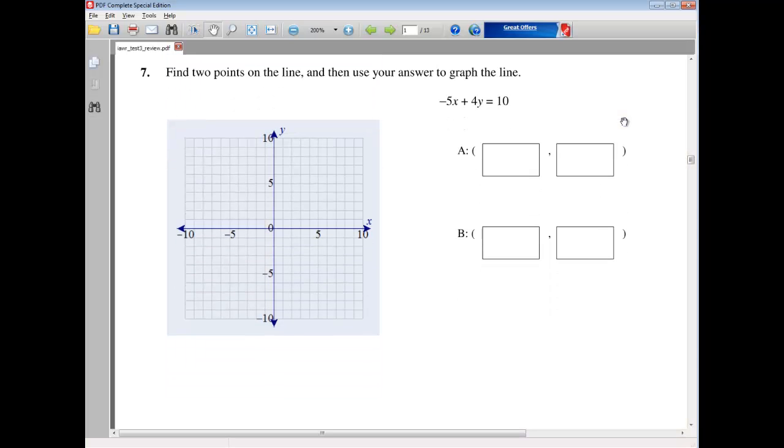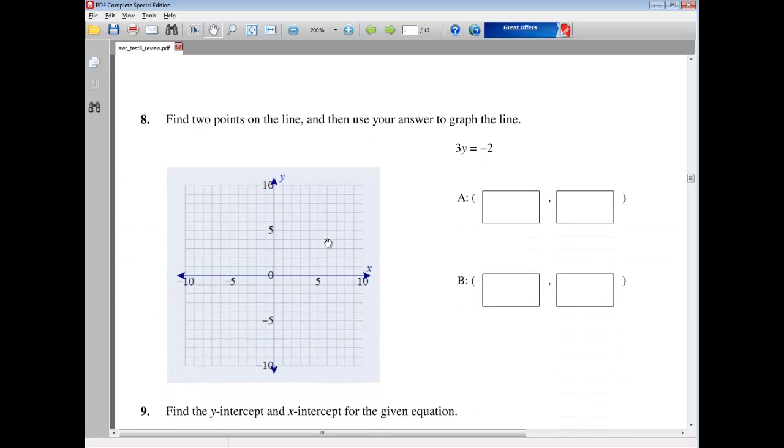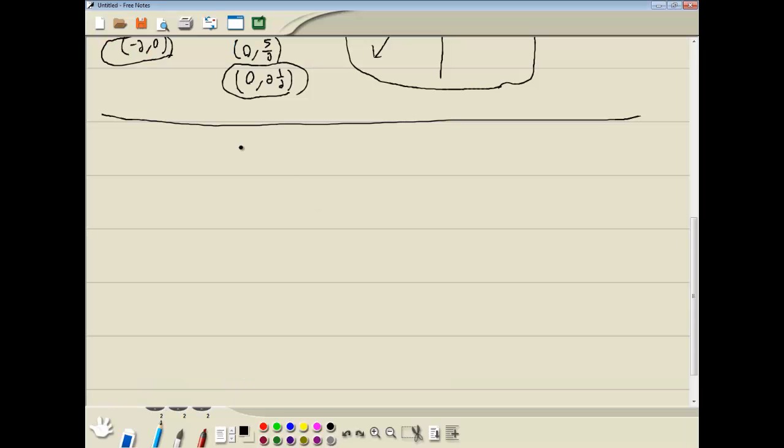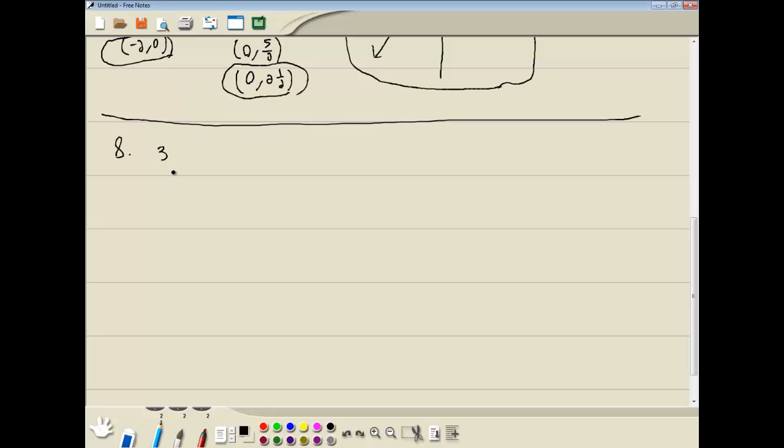So number 8. Find 2 points on a line, then use your answer to graph the line. 3y is equal to negative 2. Now, this is one of our oddball cases. The reason why is because there's only one variable. There's not the x and a y. So I'm going to go ahead and divide both sides by 3. And we get y is equal to negative 2/3.